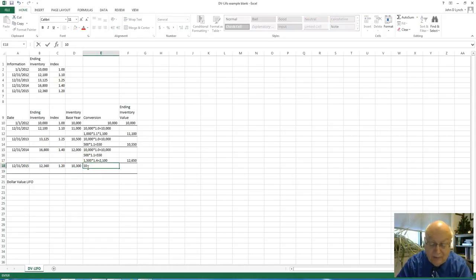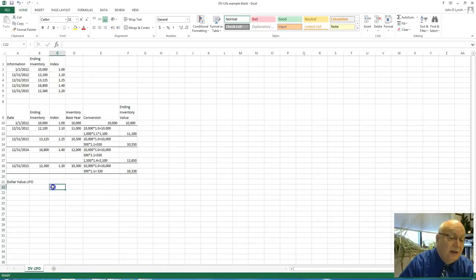So you notice what happens. You always bring down the base year because it's LIFO, times 1.0, which equals the 10,000. And now the second layer, we only need 300 of it times the 1.1, which is going to equal 330. So that gives us a 10,330 ending inventory.